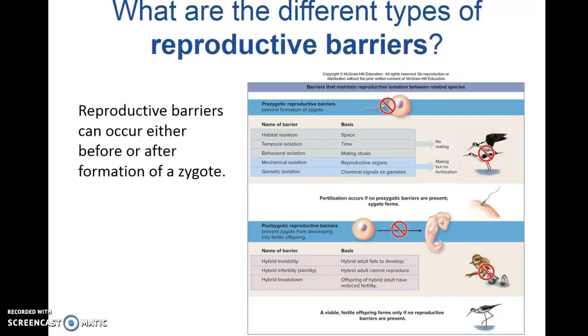With the post-zygotic barriers, this is after reproduction has actually occurred. Let's say these two species did come together and they were able to mate. The problem now is that sometimes the offspring that has been produced, the zygote, fails to develop, so you don't actually have an offspring being born at all. Other times the hybrid does get to a point where it can be born, but it can't reproduce because it's completely sterile, so it has no ability to pass those genes on to another generation.